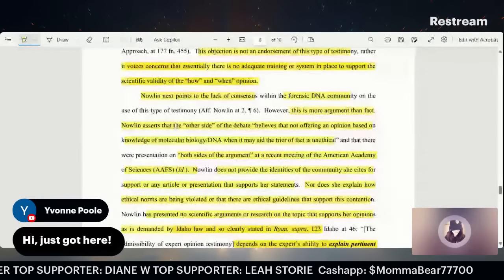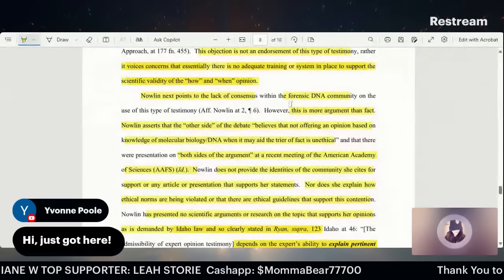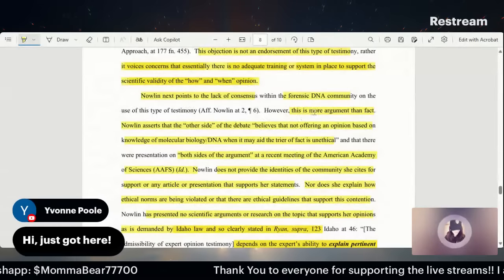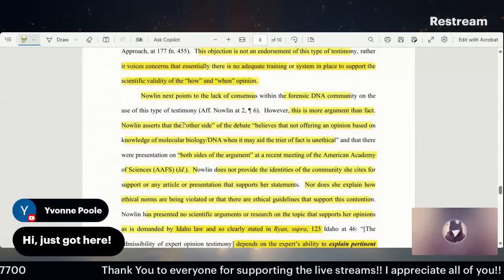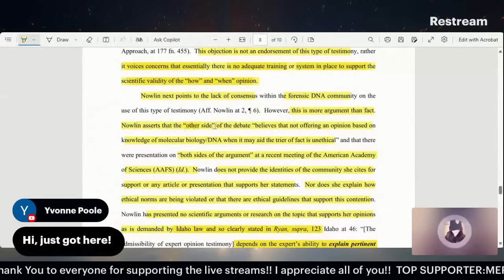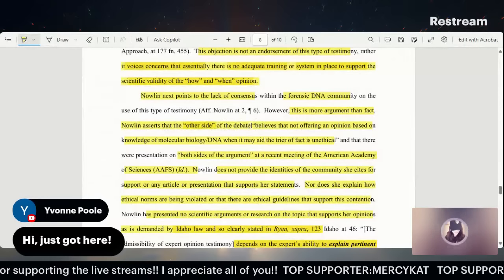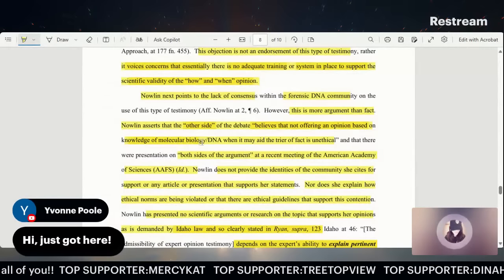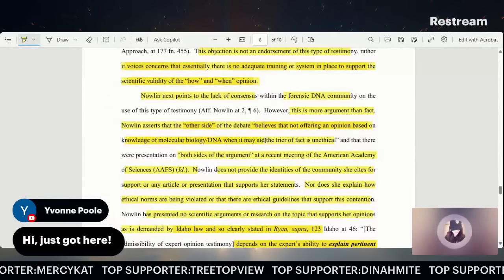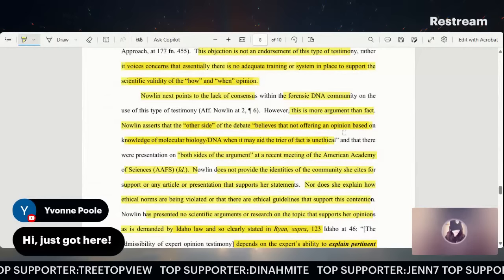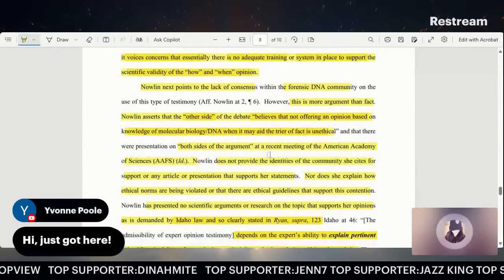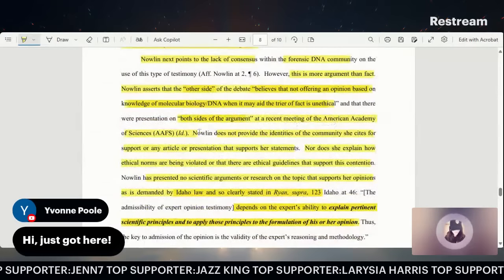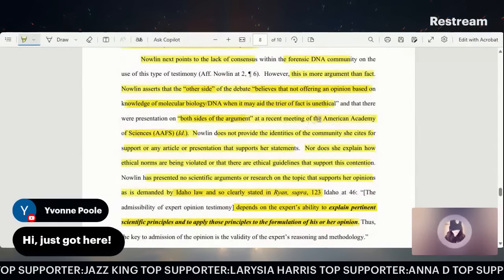Nowlin next points to the lack of consensus within the forensic DNA community on the use of this type of testimony. However, this is more argument than fact. Nowlin asserts that, quote, the other side of the debate believes that not offering an opinion based on knowledge of molecular biology DNA when it may aid the trier of fact is unethical, and that there were presentations on both sides of the argument at a recent meeting of the American Academy of Sciences. Interesting.